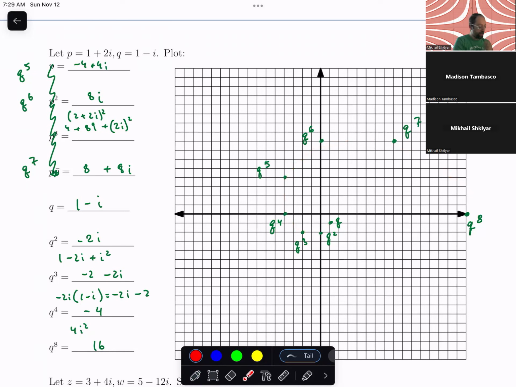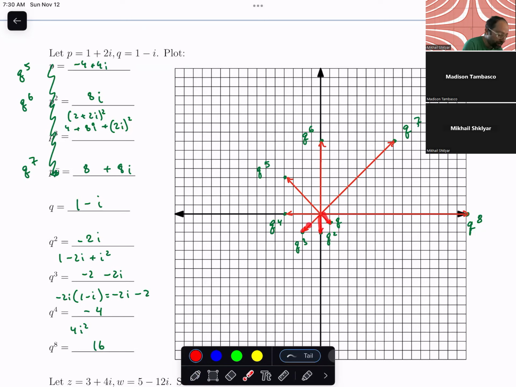But I'm going to do it slightly differently. I'm going to draw vectors. I'll connect them without an arrow to keep my diagram from being too cluttered, connecting them to the origin. Let's turn them into vectors. Notice the pattern here: whenever you multiply by q, what happens? It rotates 45 degrees clockwise and also scales by a factor of square root of 2.